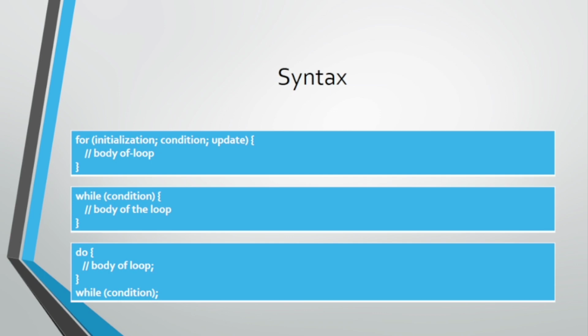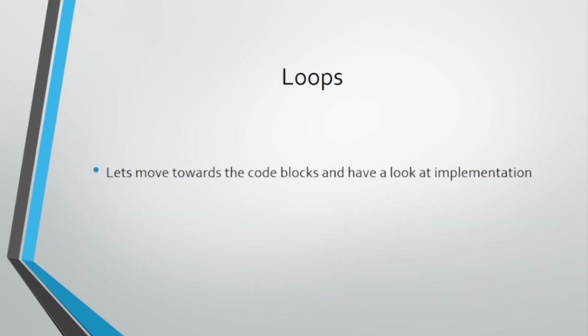While condition, just like we put conditions in if else, we use conditions here as well. Whenever the condition is true, the body of the loop will be executed. Whenever the condition is false, the loop will be stopped. After that, we have the syntax for do while loop. In do while loop, the body of the loop will be executed at least one time before the condition is checked. Now let's move towards Code Blocks and have a look at the implementation.